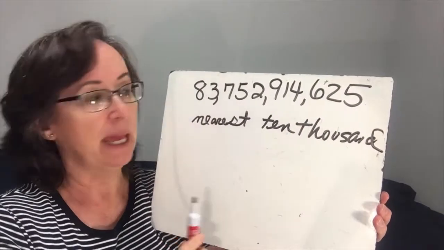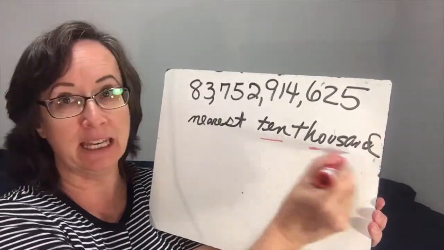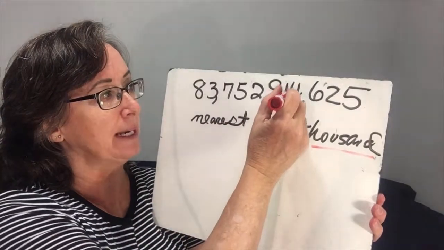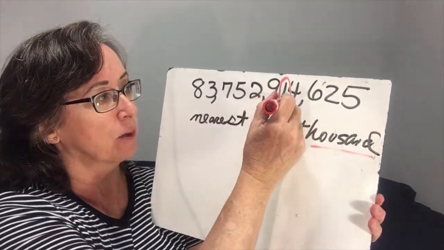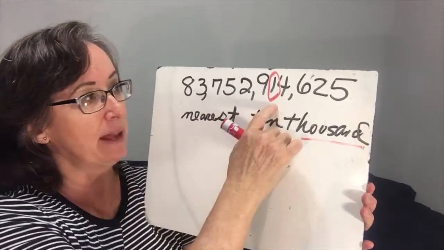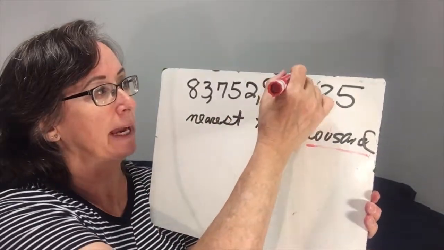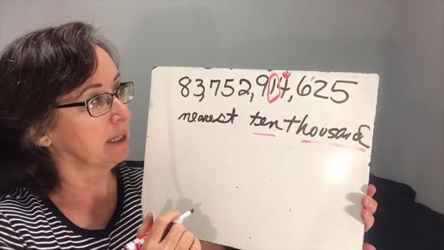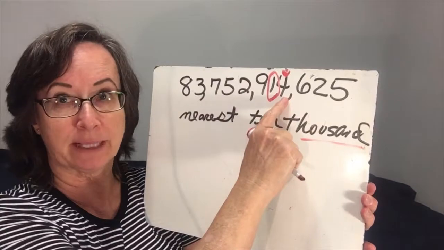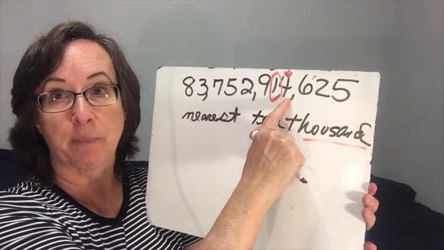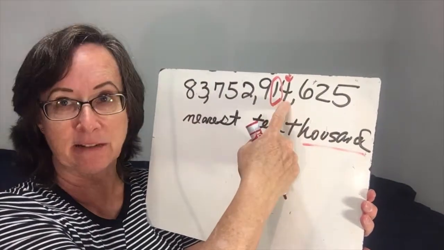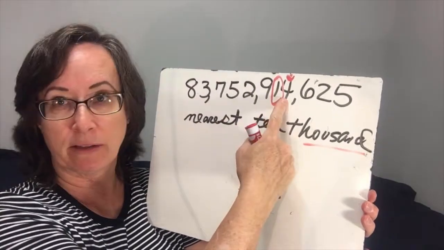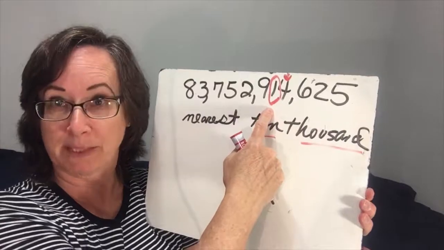83,752,914,625. And we're to round this to the 10,000s place, which is right here. So we'll circle the 10,000s place and we'll put a little arrow on the number directly after it. So now we look at the arrow number and we compare it to 5. If it's less than 5, then our circle digit stays the same. If it's greater than 5, our circle digit bumps up 1.